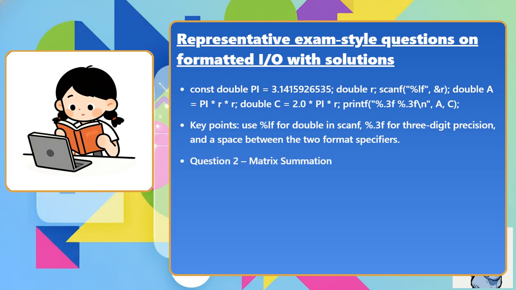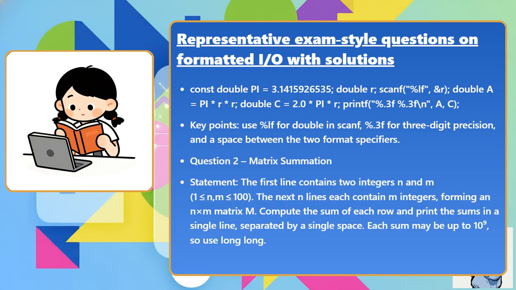Question 2 - Matrix summation. The first line contains 2 integers n and m, with 1 less than or equal to n, m less than or equal to 100. The next n lines each contain m integers, forming an n by m matrix. Compute the sum of each row and print the sums in a single line separated by a single space. Each sum may be up to 1 billion, so use long. Input example: 3 4, then 1 2 3 4, then 5 6 7 8, then 9 0 1 2.